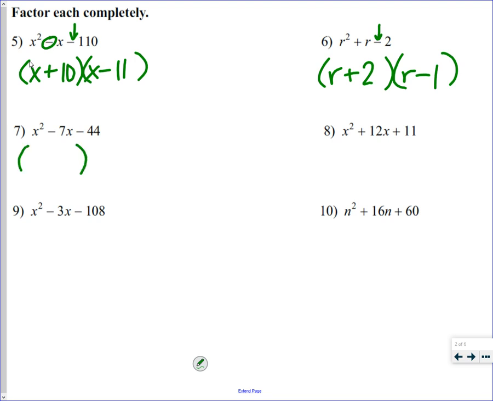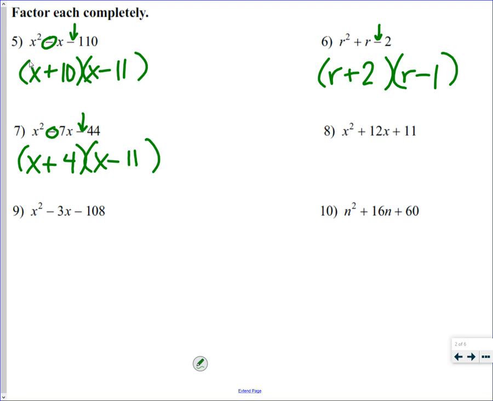For number 7, multiplied and I got a negative, different signs. Multiplies to be 44, subtracts to be 7, that's going to be 11 and 4. And this tells me I've got more negatives, so the 11 goes here, 4 goes there.